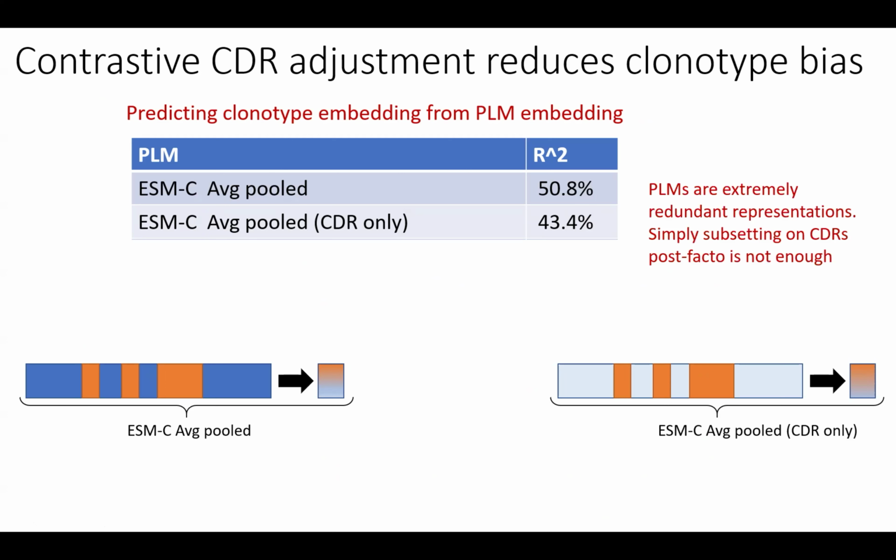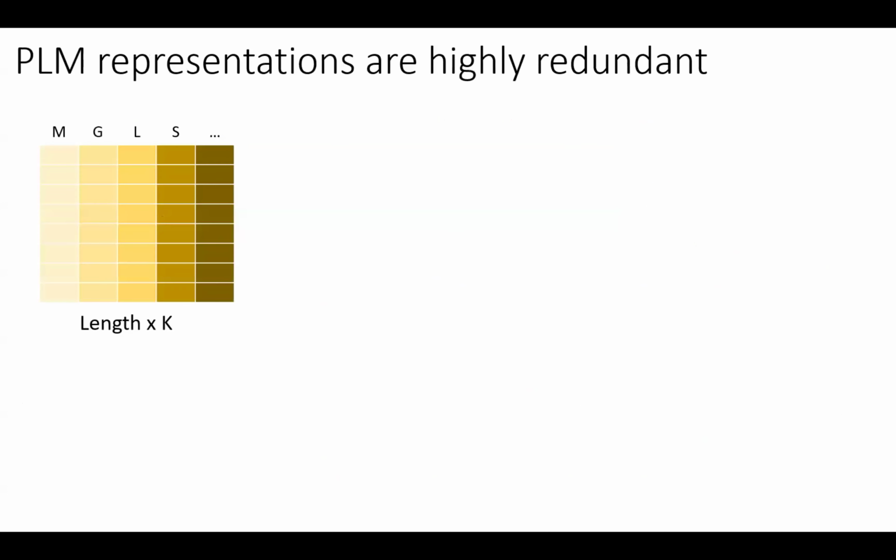And part of the reason is that PLMs are extremely redundant representations. So simply subsetting on CDRs is not enough. And this is sort of a second theme that has been going on through PLM literature over the last year or year and a half or so, is that PLM representations, both in the dimensional axis as well as along the length axis, are highly redundant.